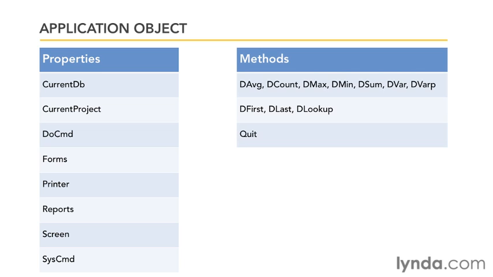Methods, or actions that you can take using the application object, are calculating averages, counts, maximums, and so on within a table. Also, you can do a variety of lookup tasks, such as finding the first or last value that meets a criteria, or you can use DLookup to find values in one table field based on values in another field. And finally, if you want, you can quit Access.